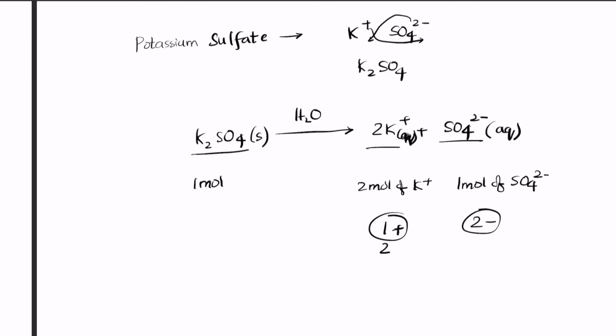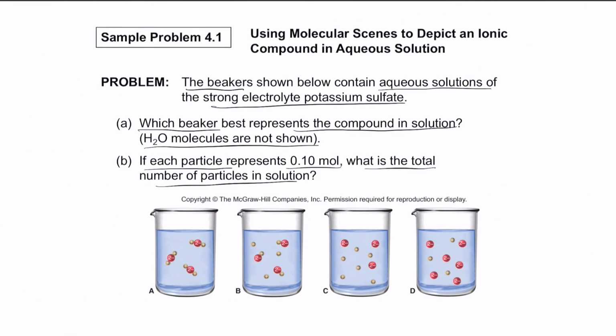In all of them, beaker A and beaker B show 1 plus and 2 minus particles that are not dissociated, meaning that they are not separated. So this is not the solution. Again here there is partial dissociation. This is also not true because all of them have to be dissociated.